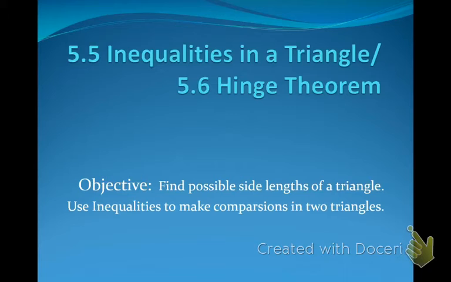So 5.5 is inequalities in a triangle. And we're going to do a little bit of 5.6, the hinge theorem. Our objective is to find possible side lengths of a triangle. Use inequalities to make comparisons in two triangles.